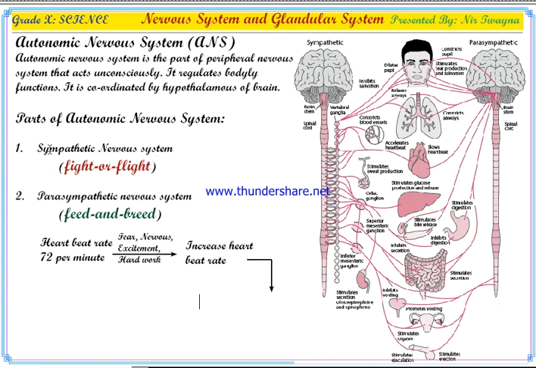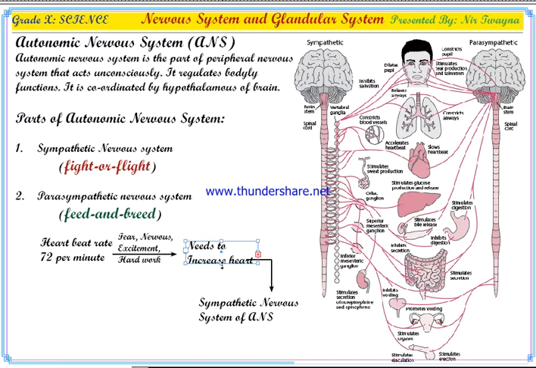And in the autonomic nervous system we have two different parts or two different systems. One of the systems is called the sympathetic nervous system, and another one is called the parasympathetic nervous system. And in this case, the sympathetic nervous system of the autonomic nervous system increases the heartbeat. It needs to increase the heartbeat.